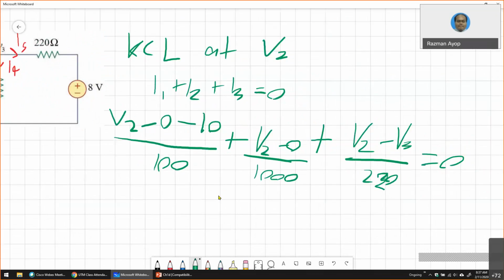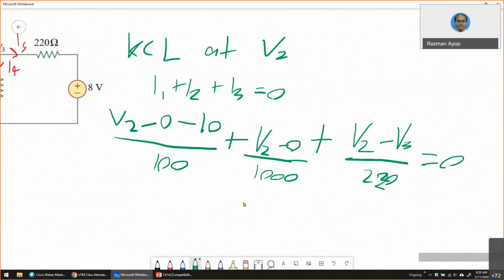Okay. So simplify this. 220. How to simplify this? The easiest way is just multiply everything. Another way is, if not mistaken, it's called factorization. So you have to remember the mathematical method.